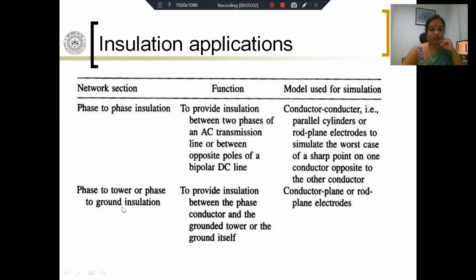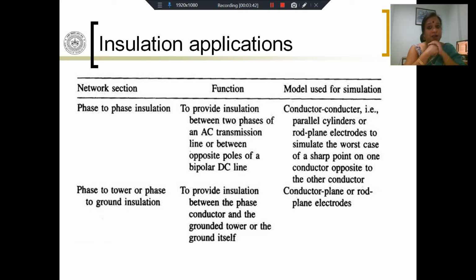Similarly, you can have the phase to tower or phase to ground insulation, where you want to figure out the insulation that you need to provide between the phase conductor and the ground, or the phase conductor and the ground tower. And in this case, we would use conductor plane or rod plane electrodes. Of course, if we talk about air, are there any other kinds of insulation systems? We are more commonly using, or we are more familiar with, the air insulated system, where you have transformers, you have transmission lines of the distribution network, and everywhere air is being used as the insulator, and it is just sufficient to provide adequate clearances.